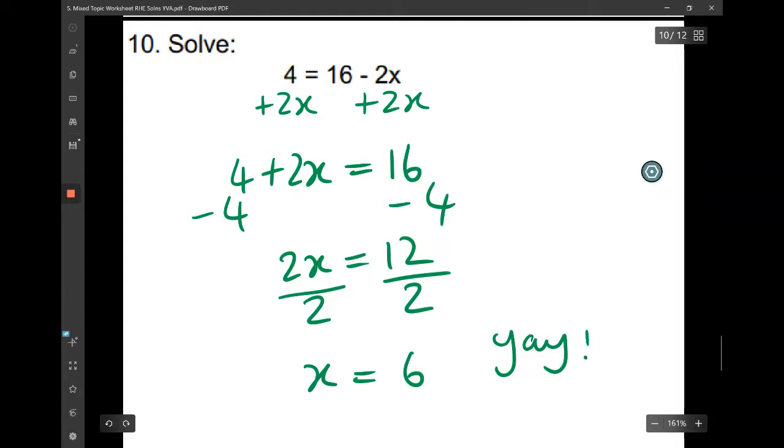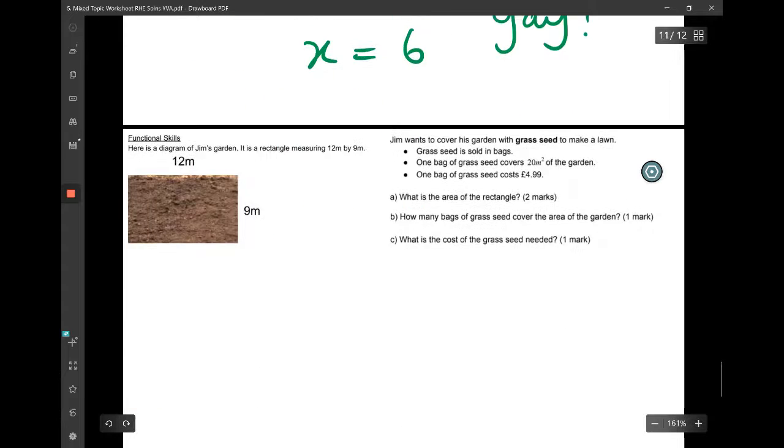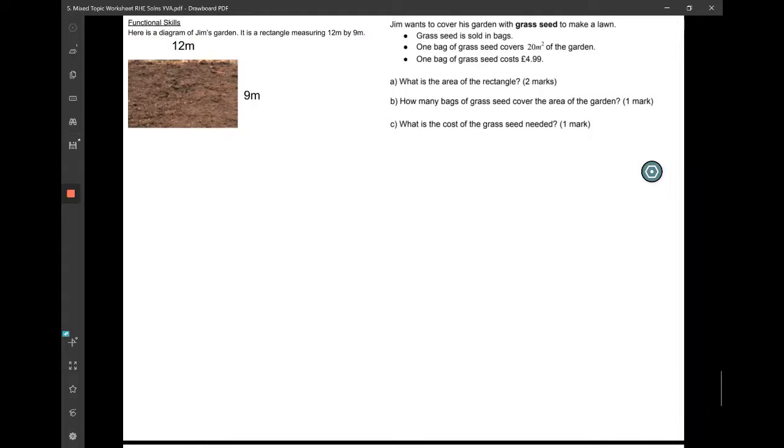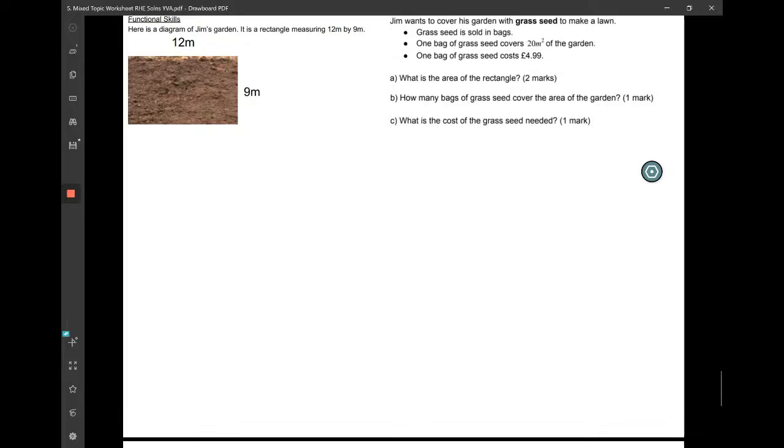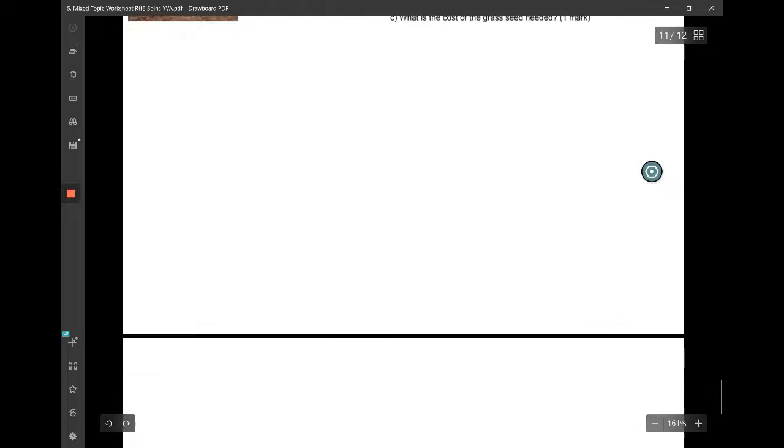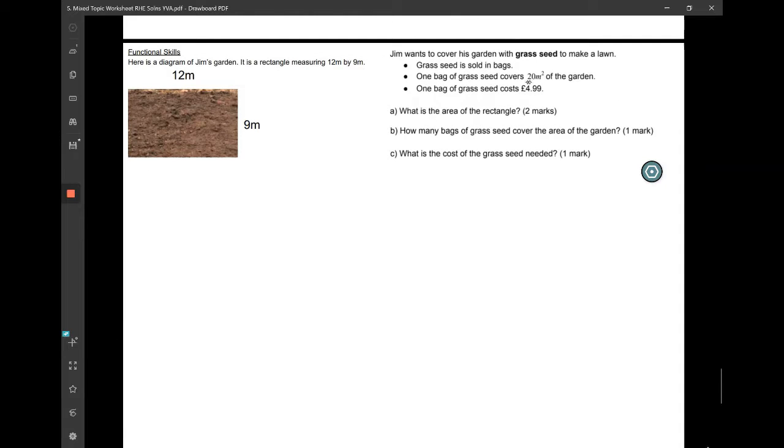Yay. Okay. Functional skills. Here's a diagram of Jim's garden. As you can see, a beautiful garden that Jim has. Jim wants to cover his garden with grass seeds, and you've got some information here about the garden. So it says 20 meters square. He needs 1 bag of seed, covers 20 meters squared, and costs $4.99. What's the area of the rectangle?